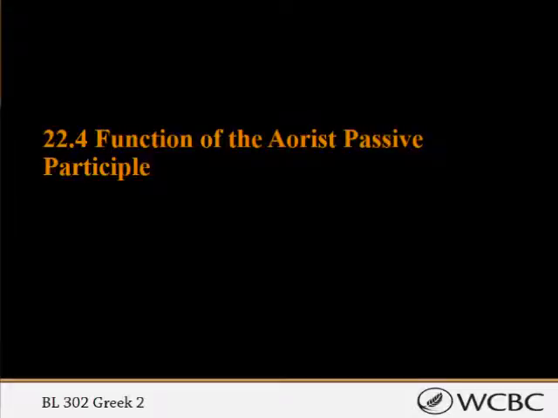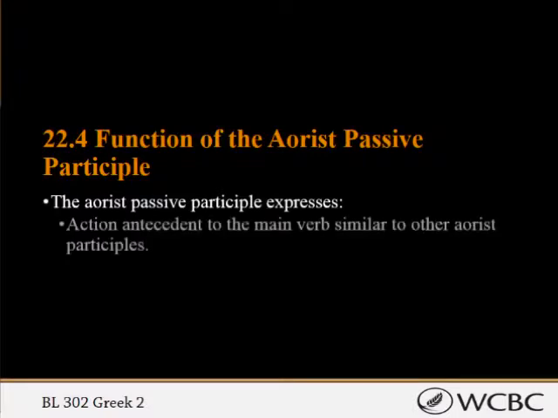You don't necessarily need to know that when you're trying to translate, but it does help to know that these genitive absolutes don't have a direct connection to the other clause that they're part of. They have more of a loose connection with it because of the subject matter that's being identified. So let's look at the function of the aorist passive participle. First of all, when we talk about an aorist passive participle, it expresses action that is antecedent to the main verb, similar to the aorist participles.